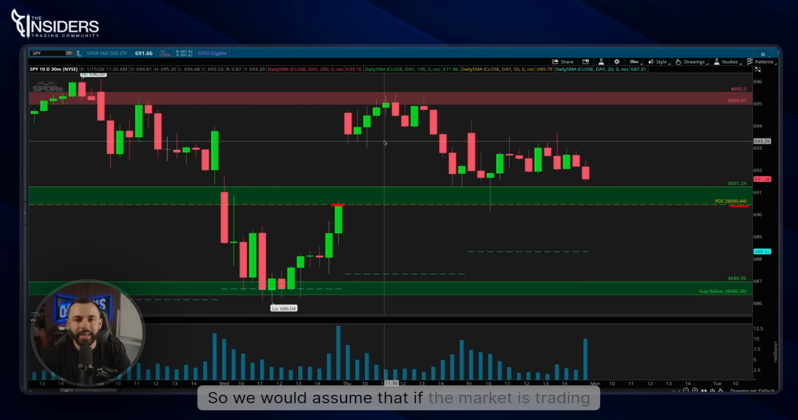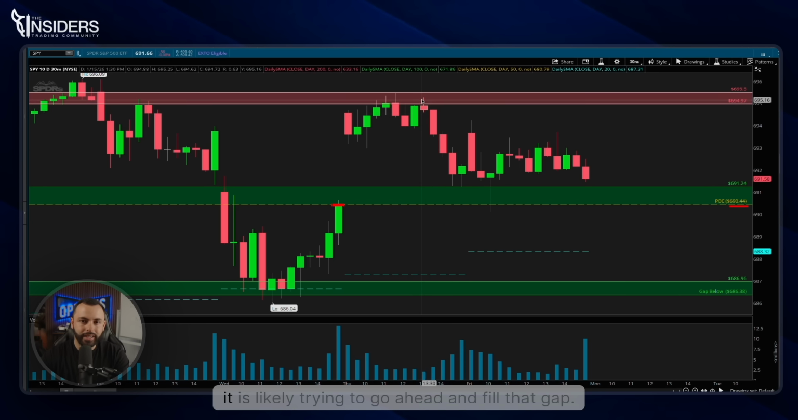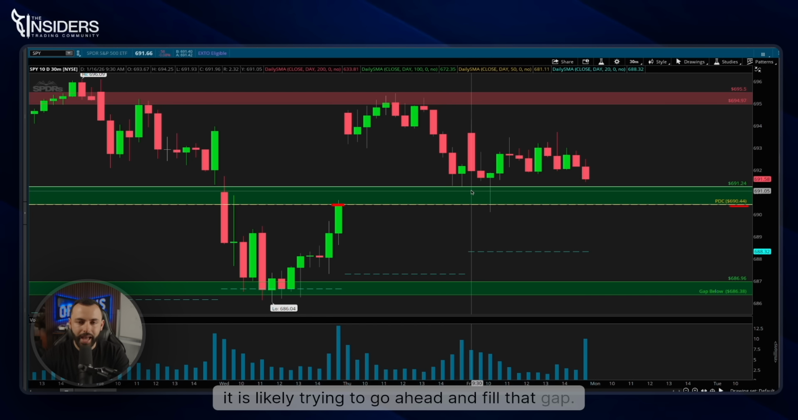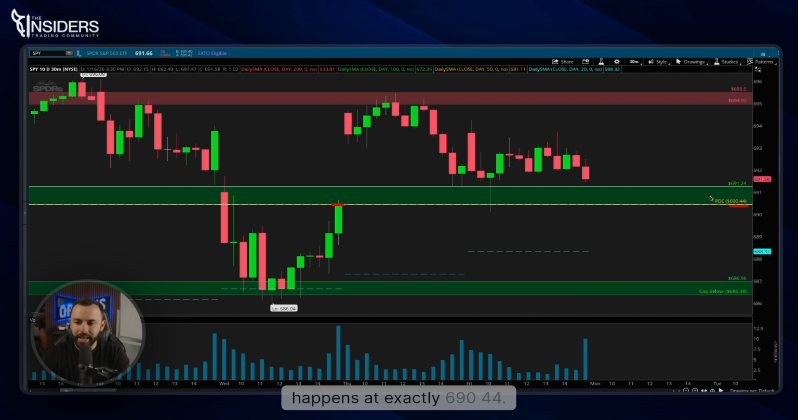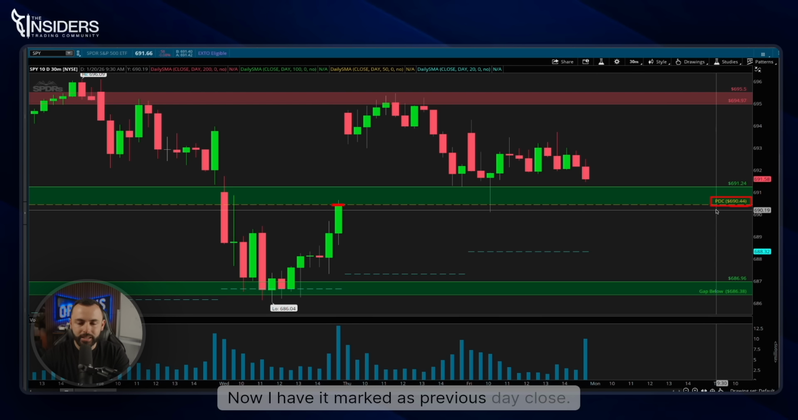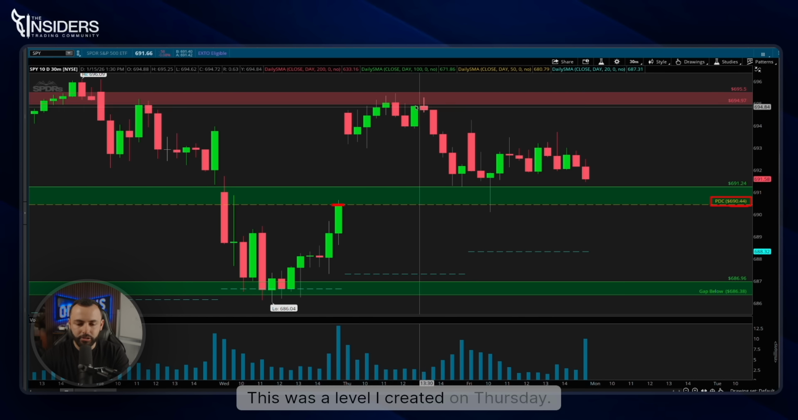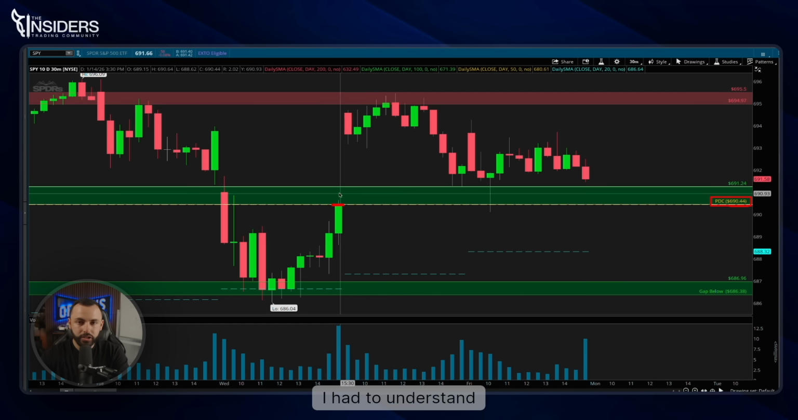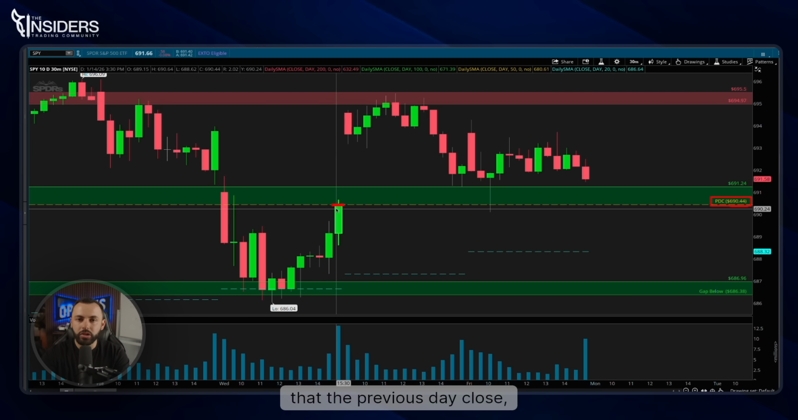So we would assume that if the market is trading back lower, it is likely trying to go ahead and fill that gap, and we are going to now be very focused on what happens at exactly 690.44. Now, I have it marked as previous day close. This was a level I created on Thursday. I had to understand that the previous day close, which is also the gap fill, was at this point. And if I see price action move to this level in the future, I am going to be very interested in looking for the reactions at that level.